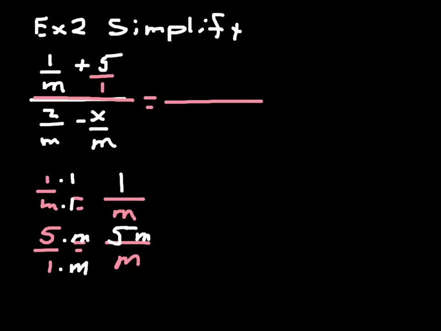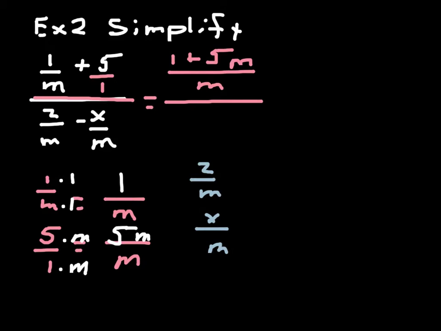So in the top now, I'm adding these. I have 1 plus 5m over m after I add those two fractions. Now I need to do the same thing in the bottom. I need to take 2 over m and subtract x over m.